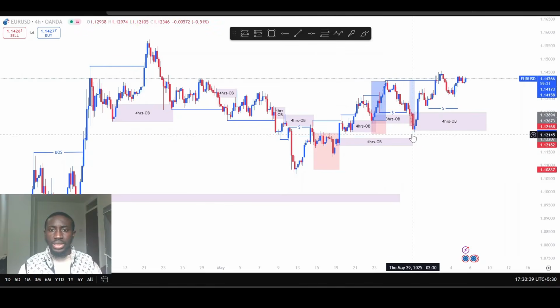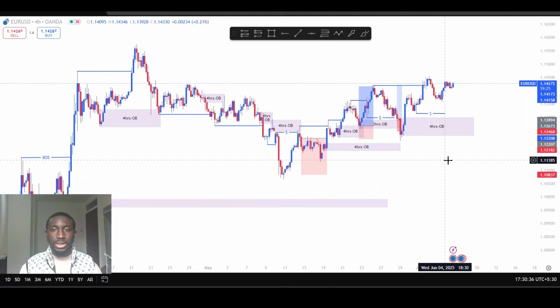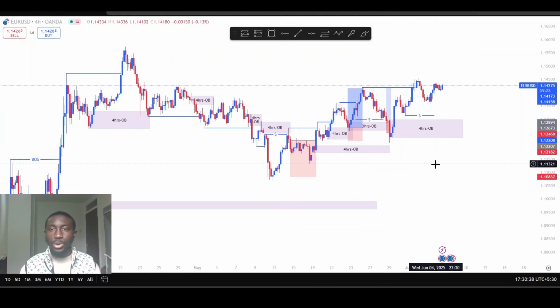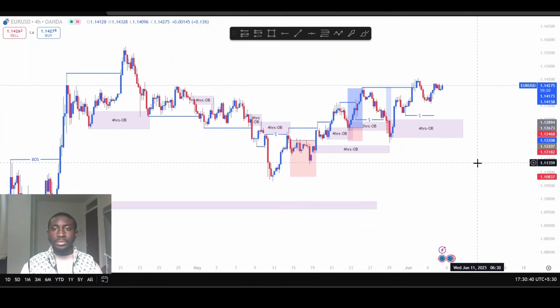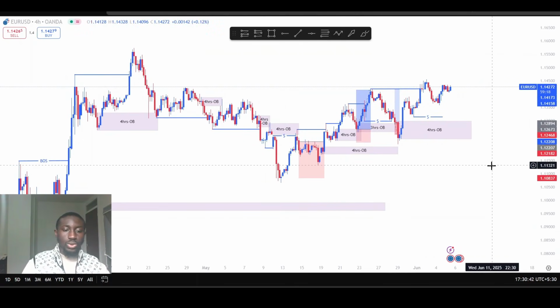Now there was a manipulation from here. They collected our stop loss, they moved up, and now just see the way the price is moving. Everything is just scattered. Everything is scattered. But let's keep hoping. Let me go to another pair.